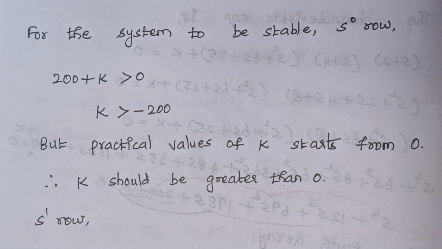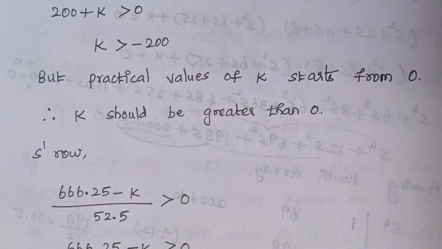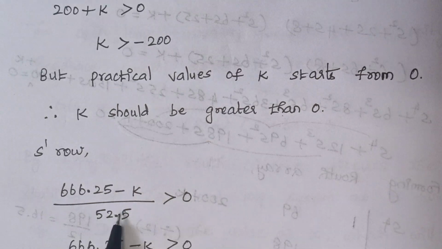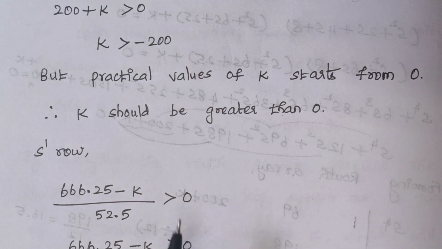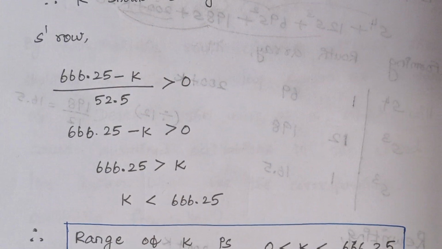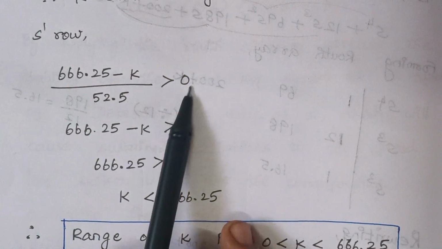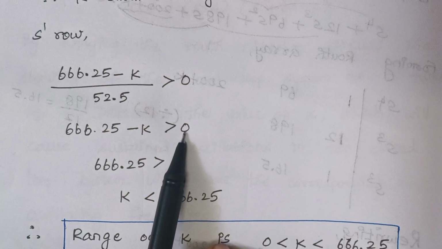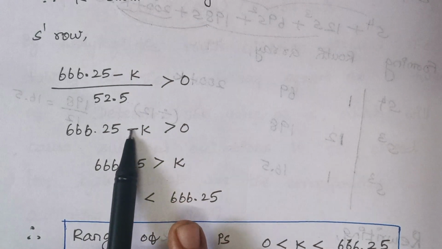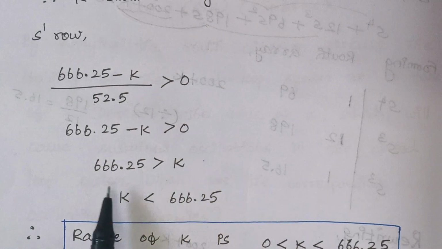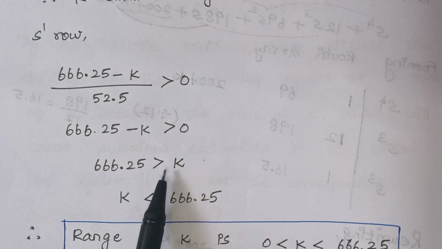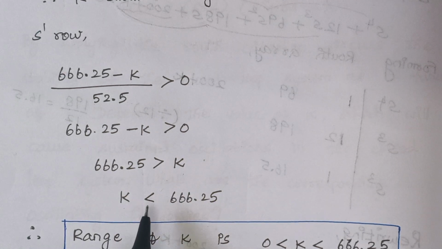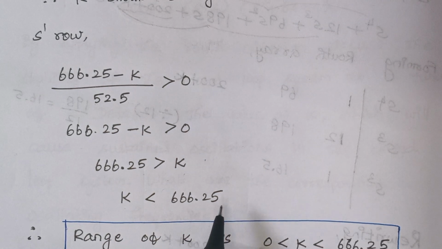Then the next step is we are moving to the s to the power 1 row. So the s to the power 1 row has this element, and again this element should be greater than 0. So when you solve, when I move this 52.5 to the right hand side, 0 into 52.5 gives you 0. So again when you move this minus k to the right hand side, we are having 666.25 greater than k. So what it means, the value of k is less than 666.25.